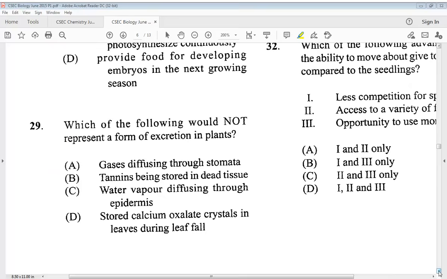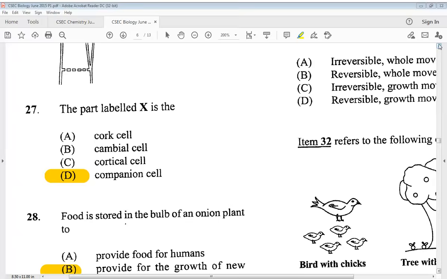Let's go to 29. Which of the following would not represent a form of excretion in plants? Is it A, gases diffusing through stomata, B, tannins being stored in dead tissue, C, water vapor diffusing through epidermis, or D, stored calcium oxalate crystals in leaves during leaf fall? So the answer is C. Let's go to number 30.